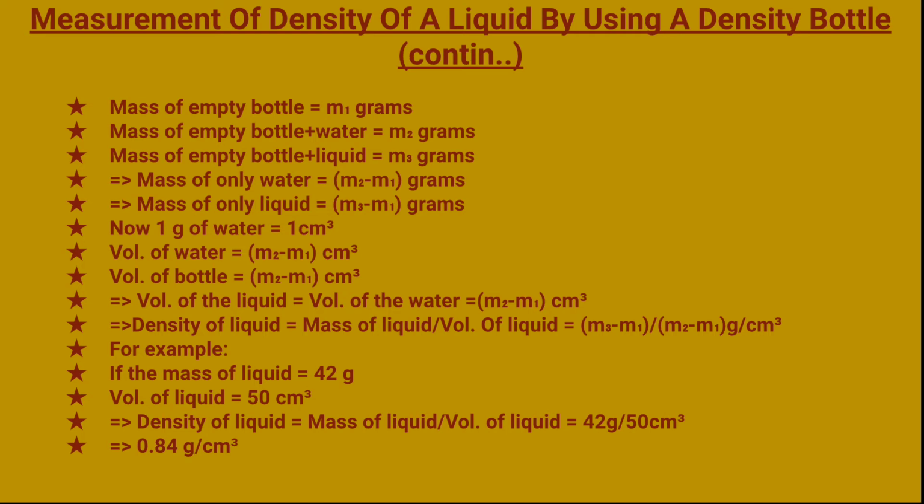Now the density of the liquid we know is the mass of the liquid by the volume of the liquid. We know that the mass of the liquid is m3 minus m1 grams and the volume of the liquid is m2 minus m1 centimeter cube. For example, if the mass of the liquid is 42 grams and the volume of the liquid is 50 centimeter cube, then the density of the liquid will be 42 by 50, that is equal to 0.84 grams per centimeter cube.